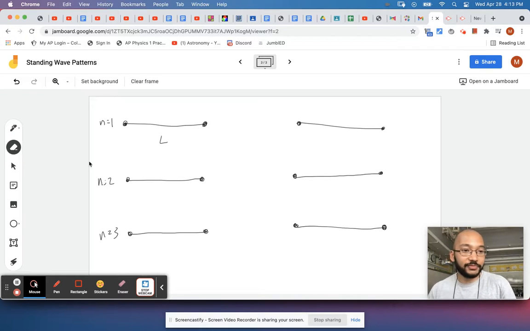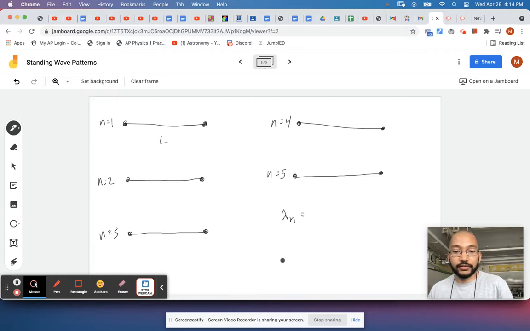Oh, I said I'd only do 5. So let's get rid of this one. What we're trying to get is an equation for lambda in terms of n, where there's the first pattern, second pattern, third pattern, fourth pattern, and fifth. And then ultimately what we really want is an equation for the frequencies in terms of these patterns. Okay, so let's get into it.